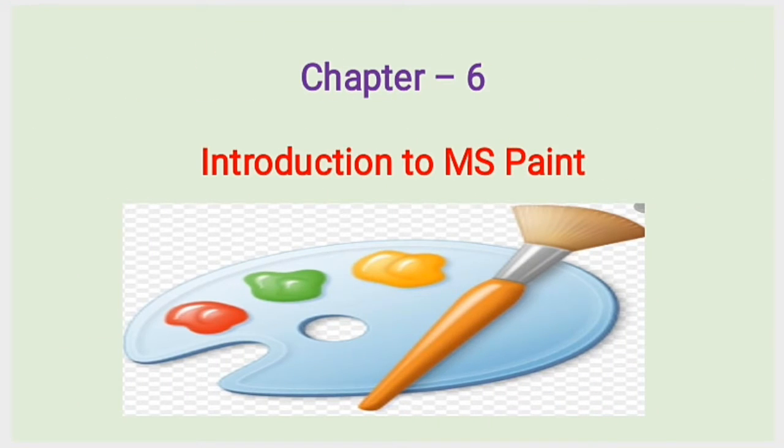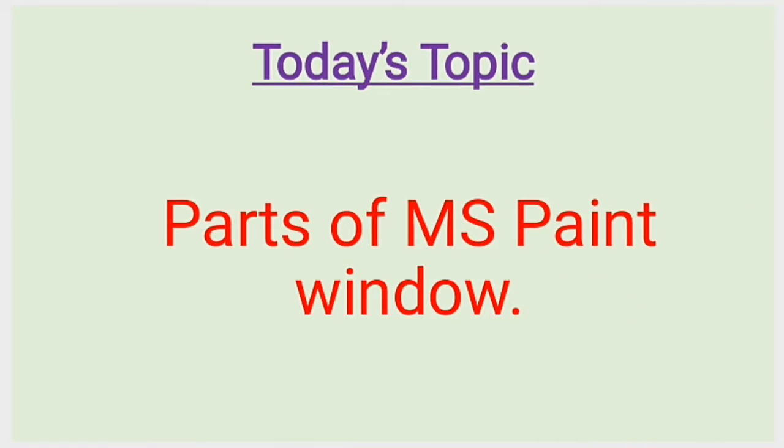So let's start. Today we will continue with the same chapter, Introduction to MS Paint. In the previous class we learned what MS Paint is and how to start it. In today's class we are going to cover the topic parts of the MS Paint window. When we open the MS Paint window, there are different parts in that window, and today we are going to learn about them.